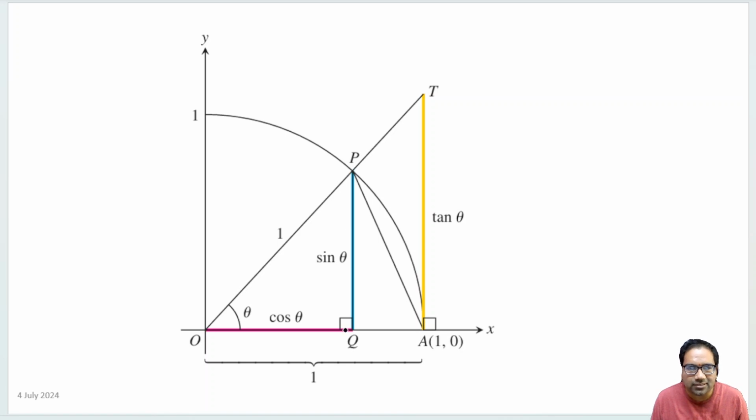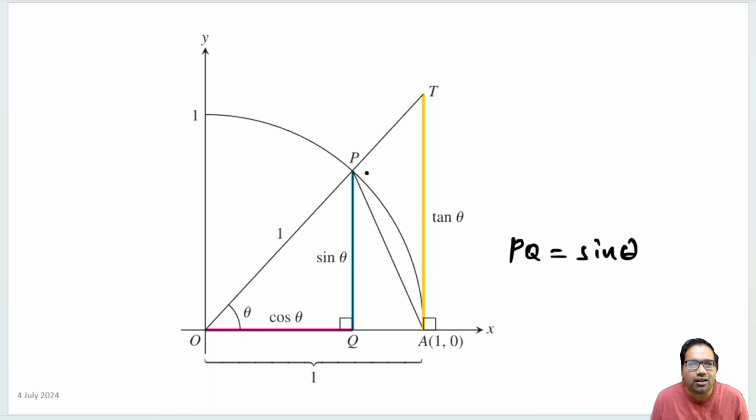Then let's draw this right angle triangle. Let's take a random point P and draw a right angle triangle with OP as hypotenuse. Naturally, what is sin theta? That is opposite side by hypotenuse. The value of the hypotenuse is 1, so the opposite side is equal to sin theta. So basically, PQ is equal to sin theta, right?